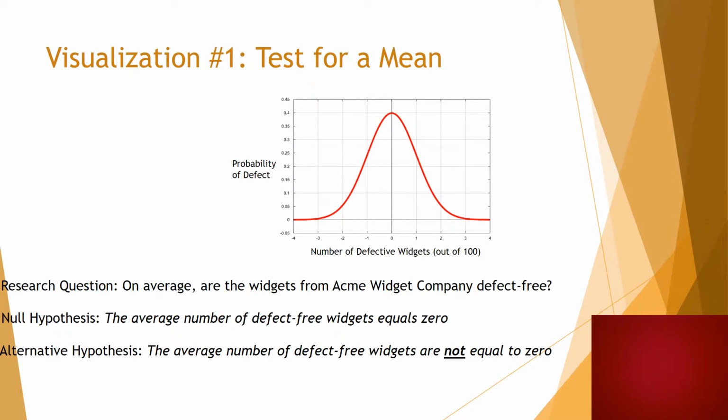Visualization number 1, test for a mean. So we have a research question here, and you can see on the graph. Our question is, on average, are the widgets from Acme Widget Company defect-free? So the null hypothesis for this example would be the average number of defect-free widgets equals 0. For the alternative hypothesis, we would state that the average number of defect-free widgets does not equal 0.